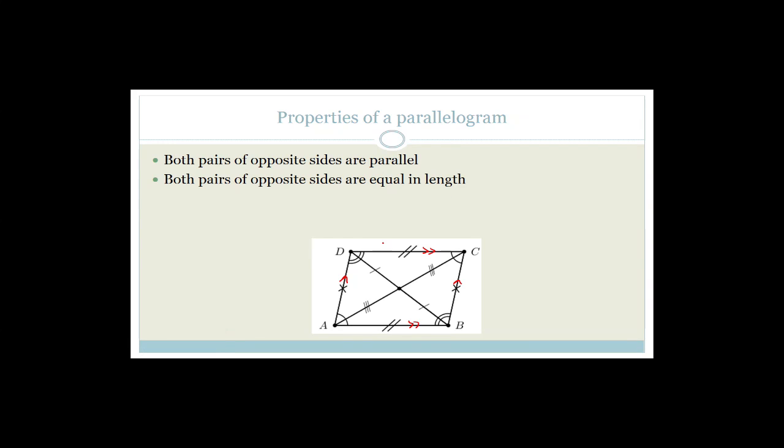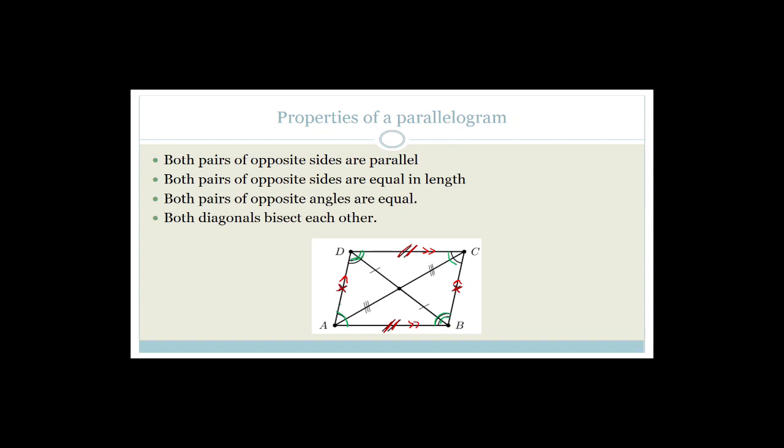That means, I'm just going to change color, that this is equal to this, and this line is equal to this line, that CD is equal to AB, and also that AD is equal to BC. Opposite sides are equal. There is also one more property, both pairs of opposite angles are equal. In other words, angle D equals angle B, and angle A equals angle C.